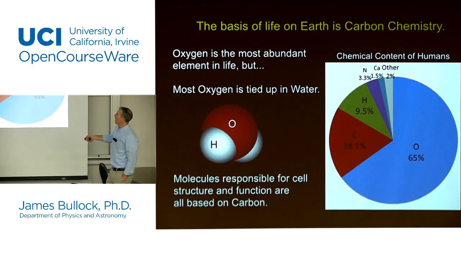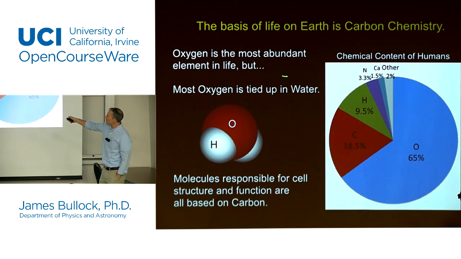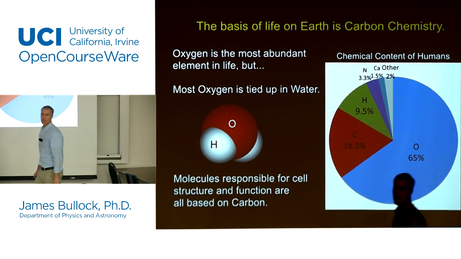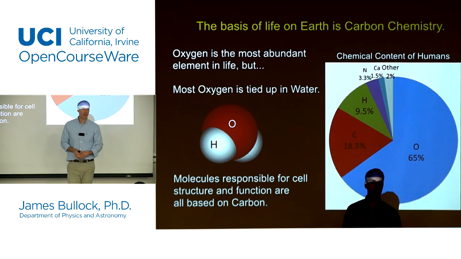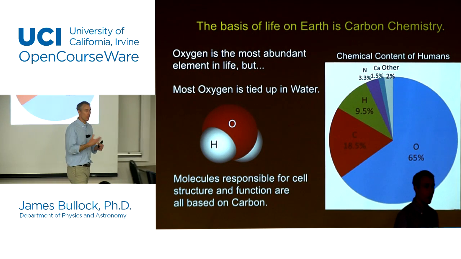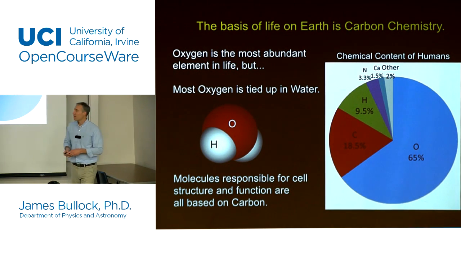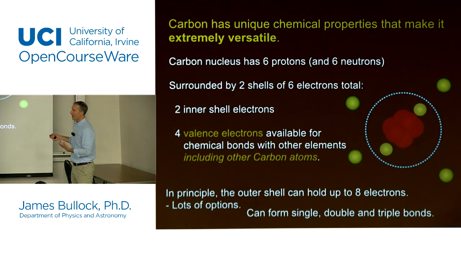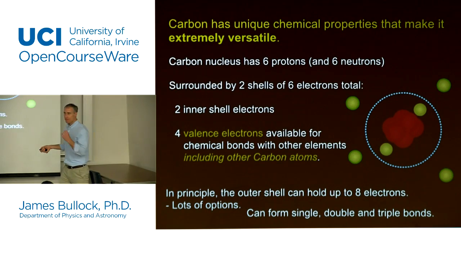All right. Now, oxygen is the most abundant element in life by mass, okay? If you just look at, for example, what we're made of, we are mostly oxygen. But that oxygen is all in water, okay? We don't really do anything with that oxygen other than the water acts as sort of the solvent that allows life to flow and exist. The thing that's really making the life happen and do interesting things is the carbon. Why? What's so special about carbon?